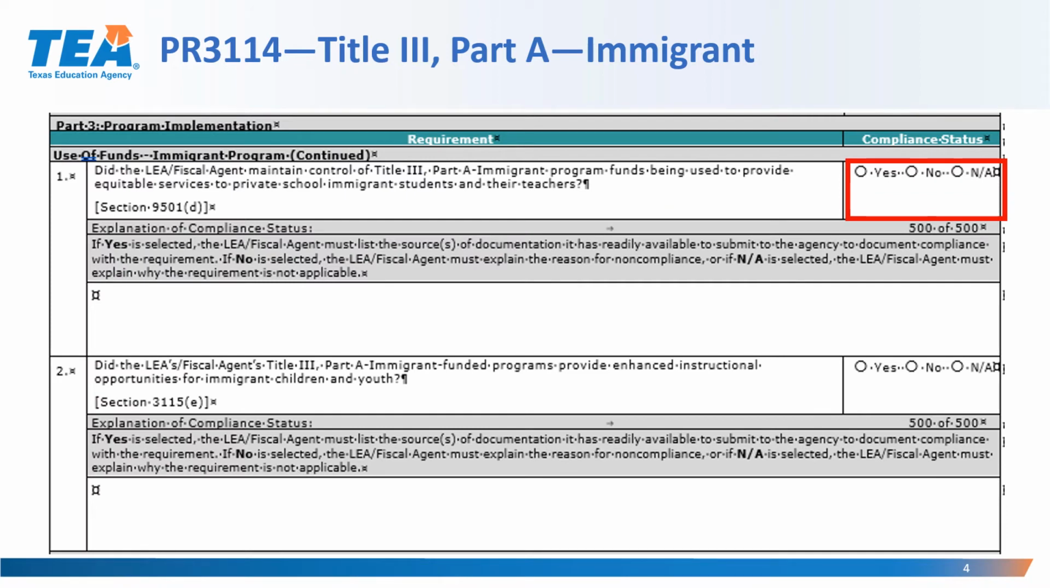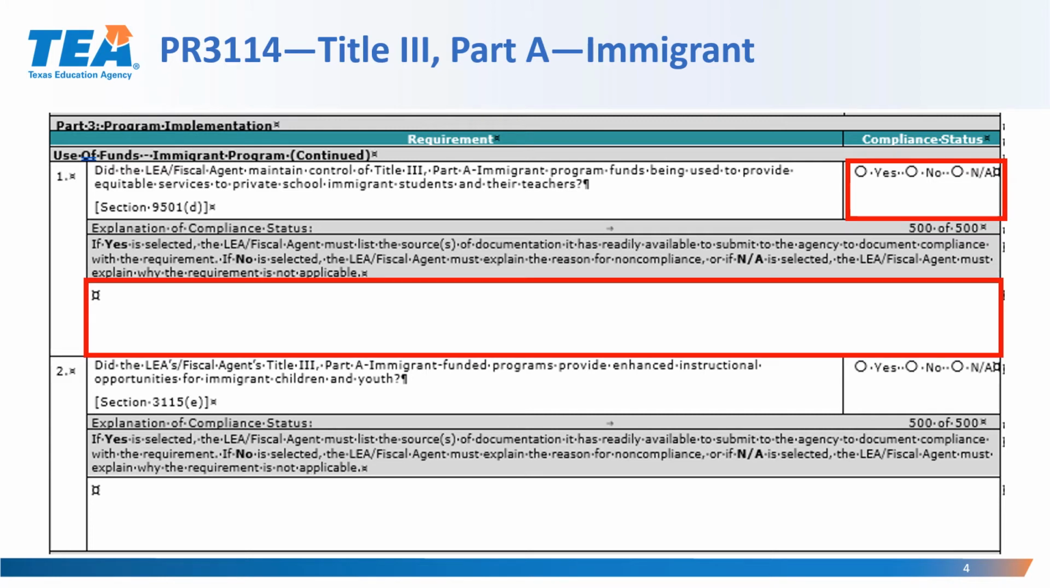Part 3, Program Implementation, has two questions that the LEA is asked to respond to for Title III Part A, Immigrant. The first question: did the LEA maintain control of Title III Part A immigrant program funds being used to provide equitable services to private school immigrant students and their teachers? Yes, no, or not applicable.